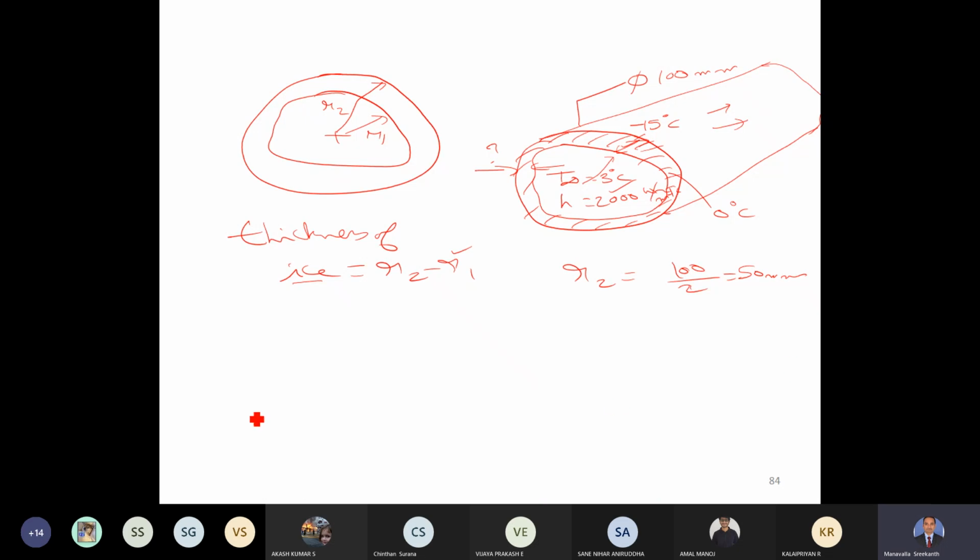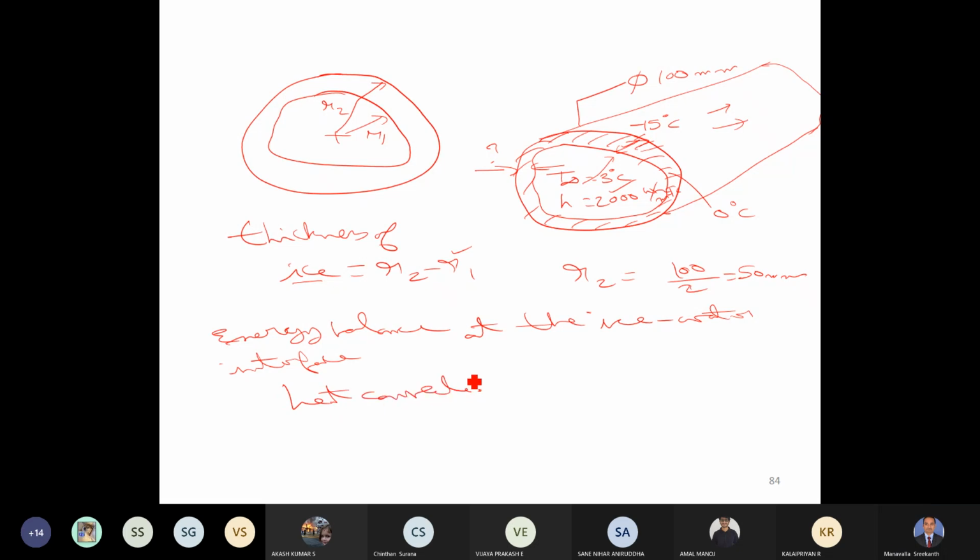So we'll write an energy balance here. Energy balance at the ice-water interface. So this is water, this is ice. In this region, this is the interface, and heat convected by water should be equal to heat conducted in ice. That's the energy balance for steady state conditions.